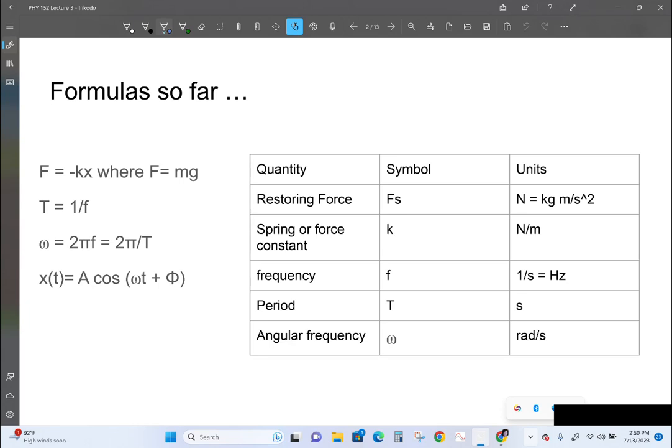In the formulas that we learned, the restoring force, Fs, is equal to negative Kx, where generally we're putting a mass on there, and we're just going to use that weight as the restoring force. And then the period, which is the time for one complete oscillation, is 1 over f, and vice versa. So if it makes 10 oscillations in 10 seconds, then the frequency would be 10 divided by 10, and then the period would be the inverse of that. And omega is 2 pi f, or 2 pi over the period, because it's inversely related to that. And then we also had this generic formula for the position function here.